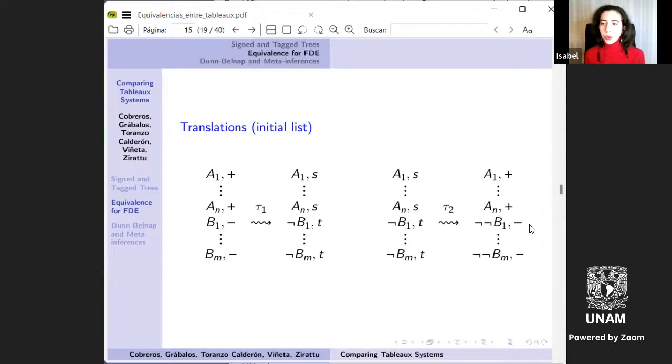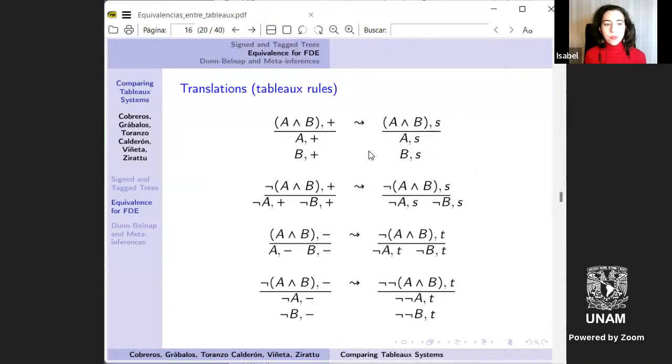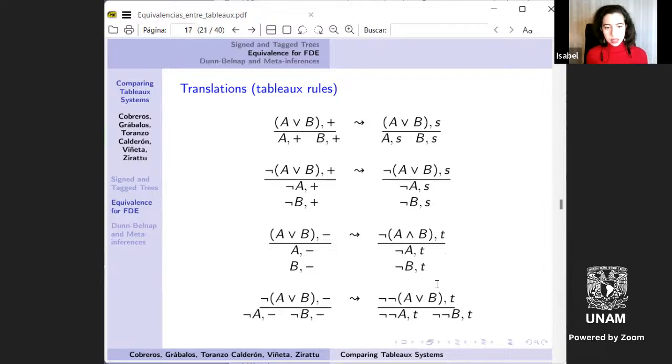But that's the reason why we're going to need the extra rules to be able to translate node by node every time something like that happens. Crucially, we need to translate all the rules. Here I'm showing only some. These are the conjunction. This is where we have the special one. These are the disjunctions, where all of them are the same, but when we see the translation from sine trees to tag trees, we can clearly see why those rules appear.